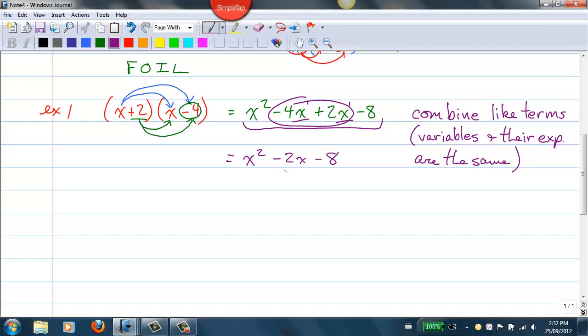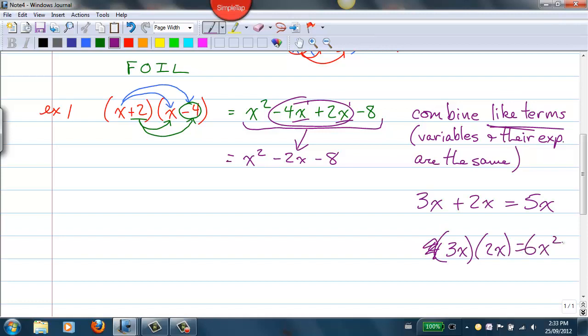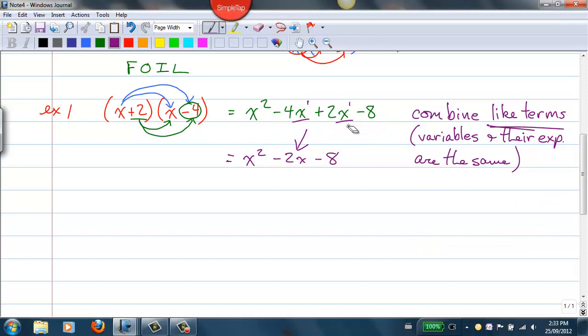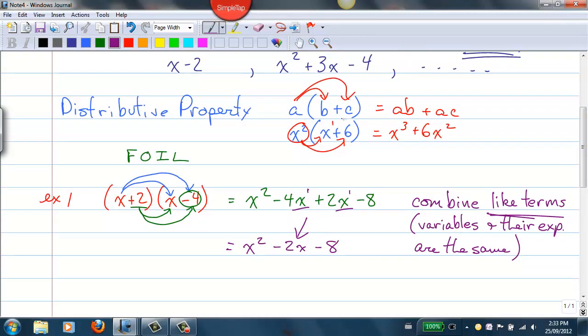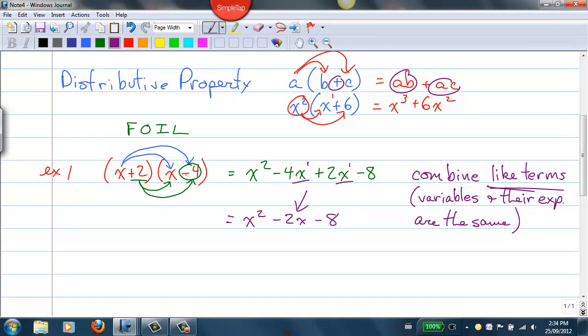The second example would involve a trinomial, perhaps. Just make a little note there about combining like terms. So, for example, 3x plus 2x would be 5x, as opposed to 3x times 2x would be 6x squared. So people were asking where the pluses and the minuses come from. So a times b and a times positive c would give us positive ac.